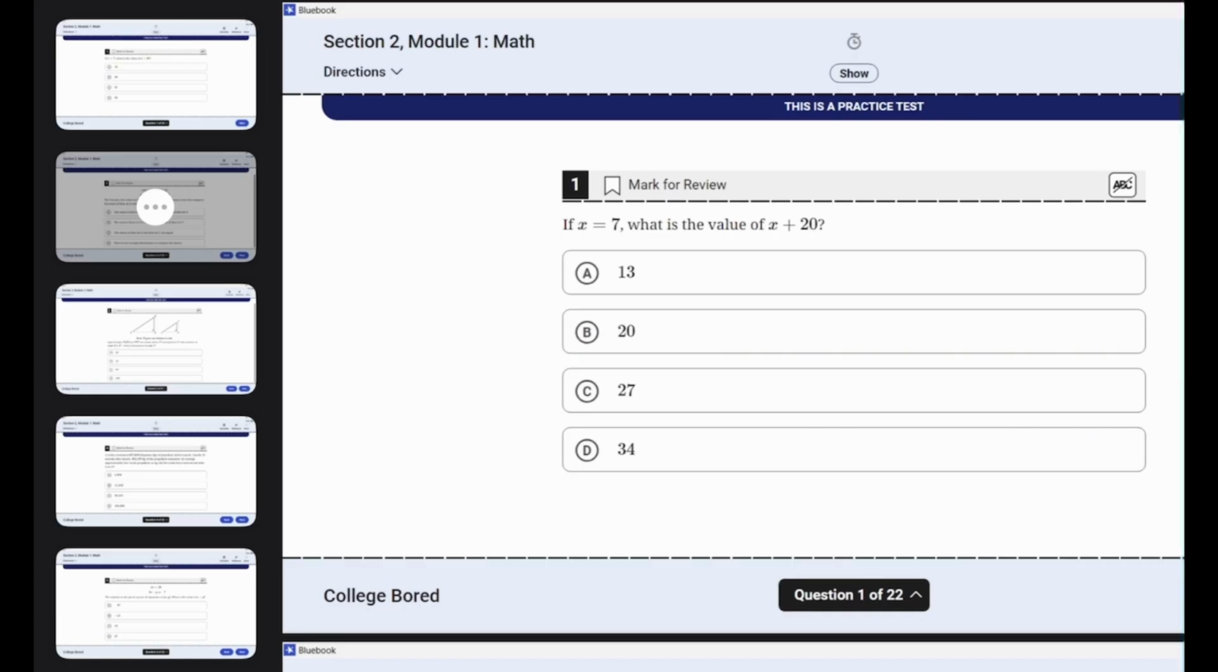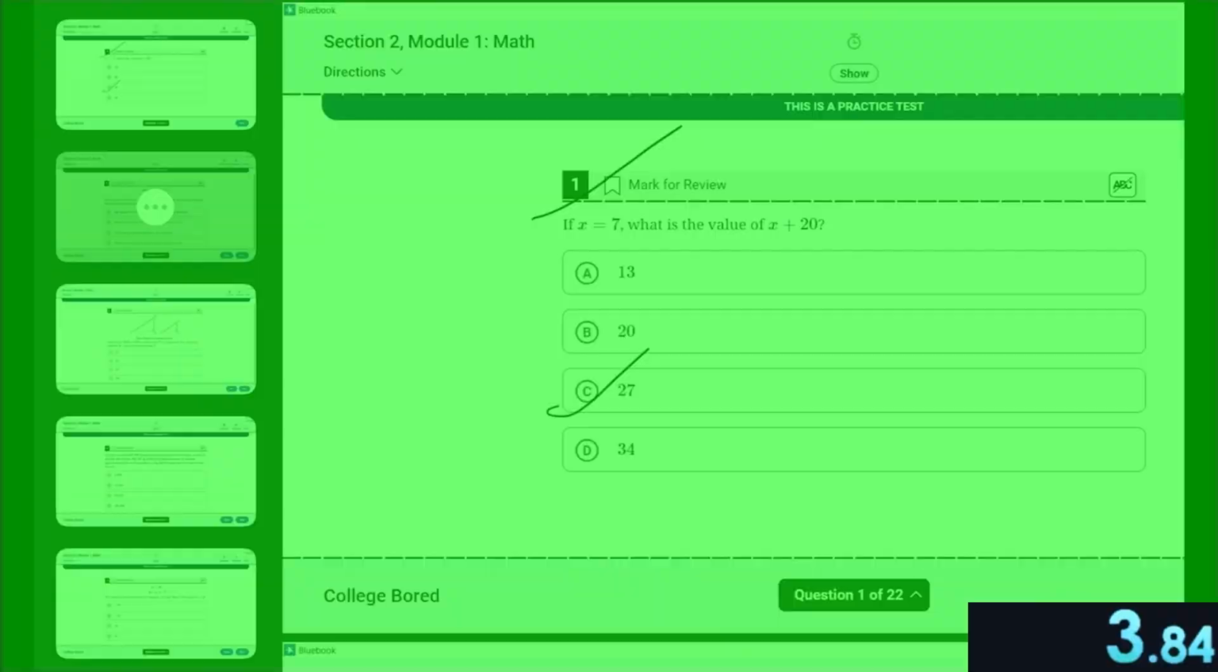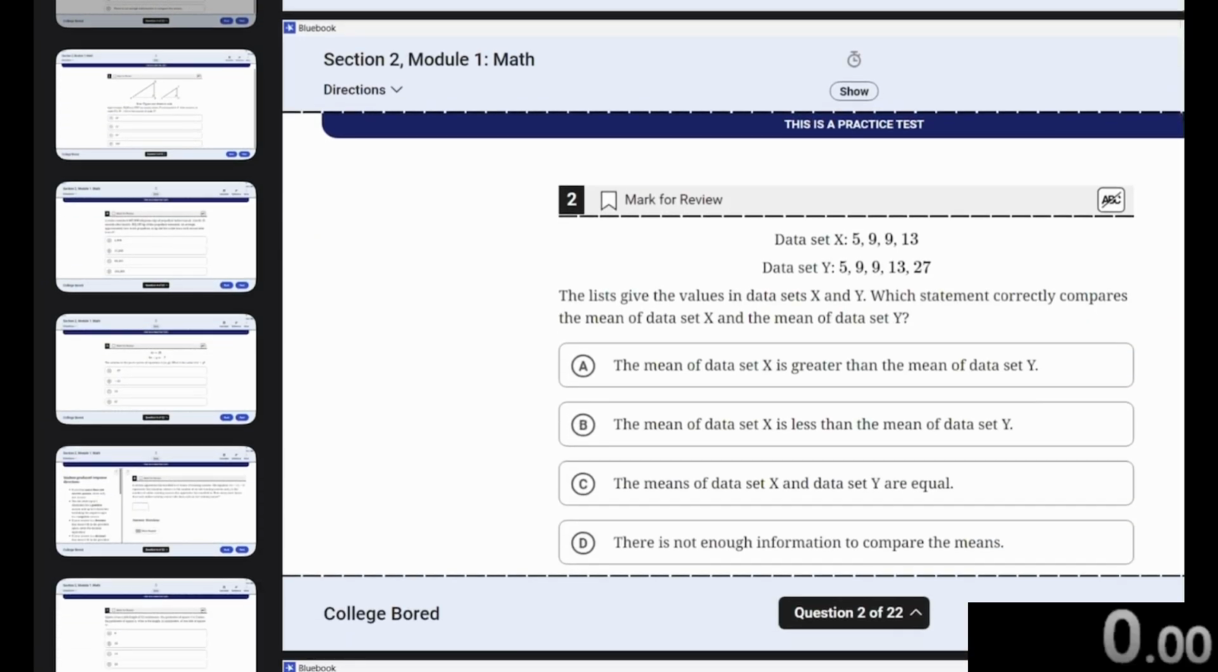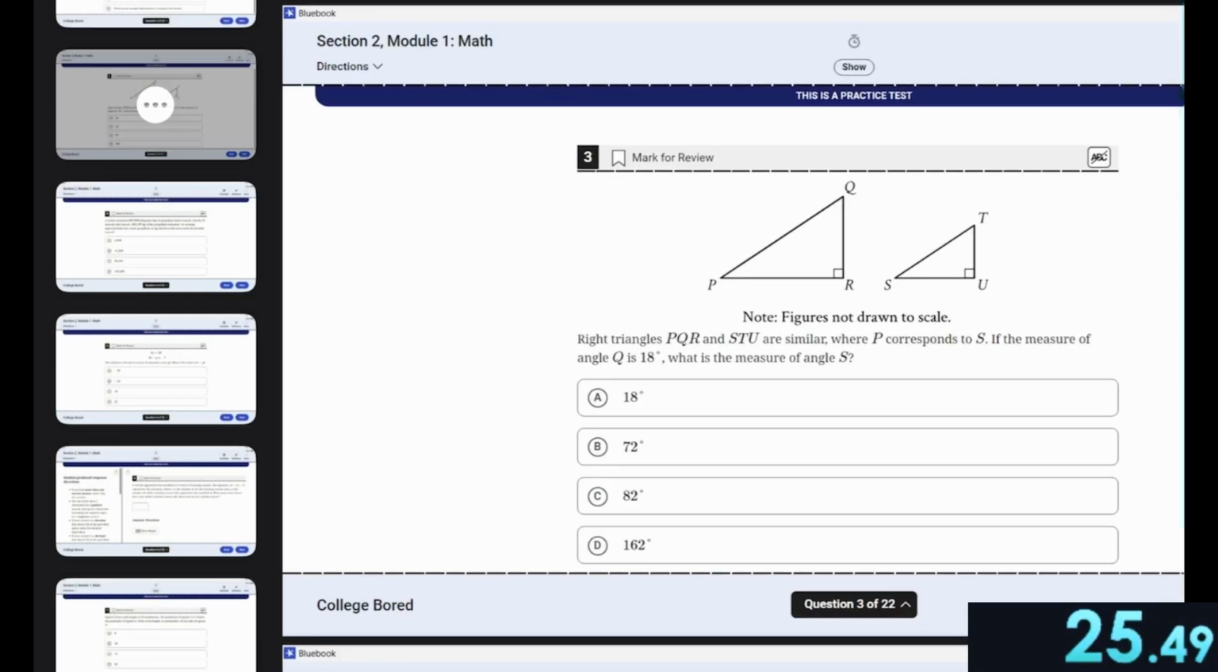All right. If x is equal to 1, what's the value of x plus 20? It's 27. Pretty self-explanatory. 5, 9, 13. The list gives the data sets x and y. Which statement correctly compares the mean of data x and the mean of data y? So we are adding something. This is 5, 9, and 13, and 5, 9, and 13, 27. So we are adding something to the values, all right? Which means the mean will shift and it will increase. So the mean of y will be more than the mean of x, which means the mean of x will be lesser. Great.